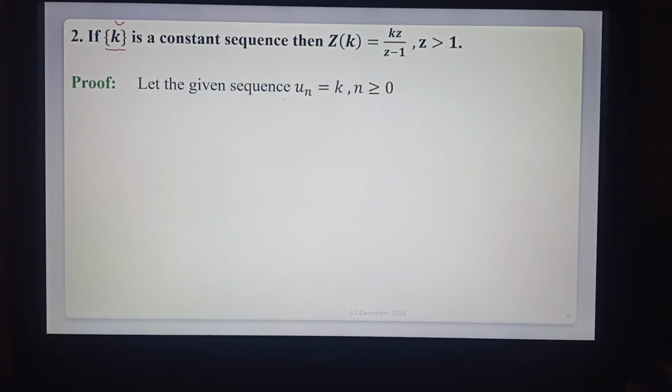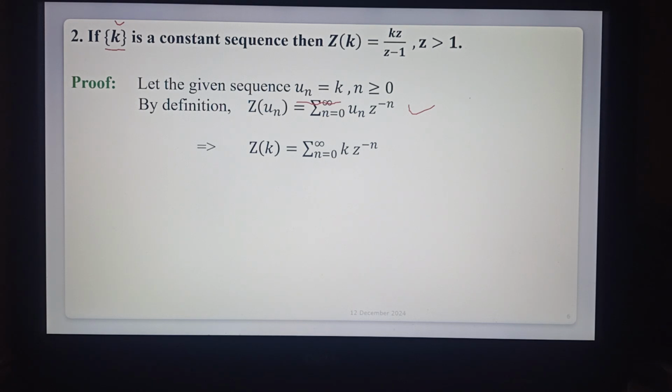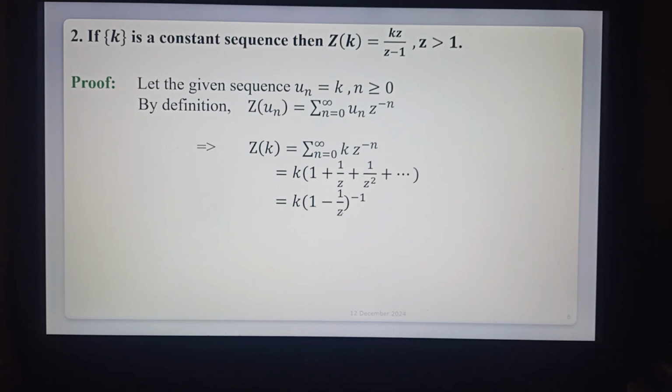Now see the proof here. Assume un, where un means the nth term of the sequence, is equal to k, that is also a sequence. By definition, substituting k in place of un, the nth term, the Z transform of k is equal to summation n is equal to 0 to infinity of k into z power minus n. So k is common. Now expand the series: n is equal to 0 gives 1, plus n is equal to 1 gives 1 by z, plus 1 by z square, plus and so on. Which form is this? It is the 1 minus x power minus 1 form by expansion of the binomial theorem. That is equal to k into z by z minus 1. So this is the Z transform of the constant sequence k: kz by z minus 1.